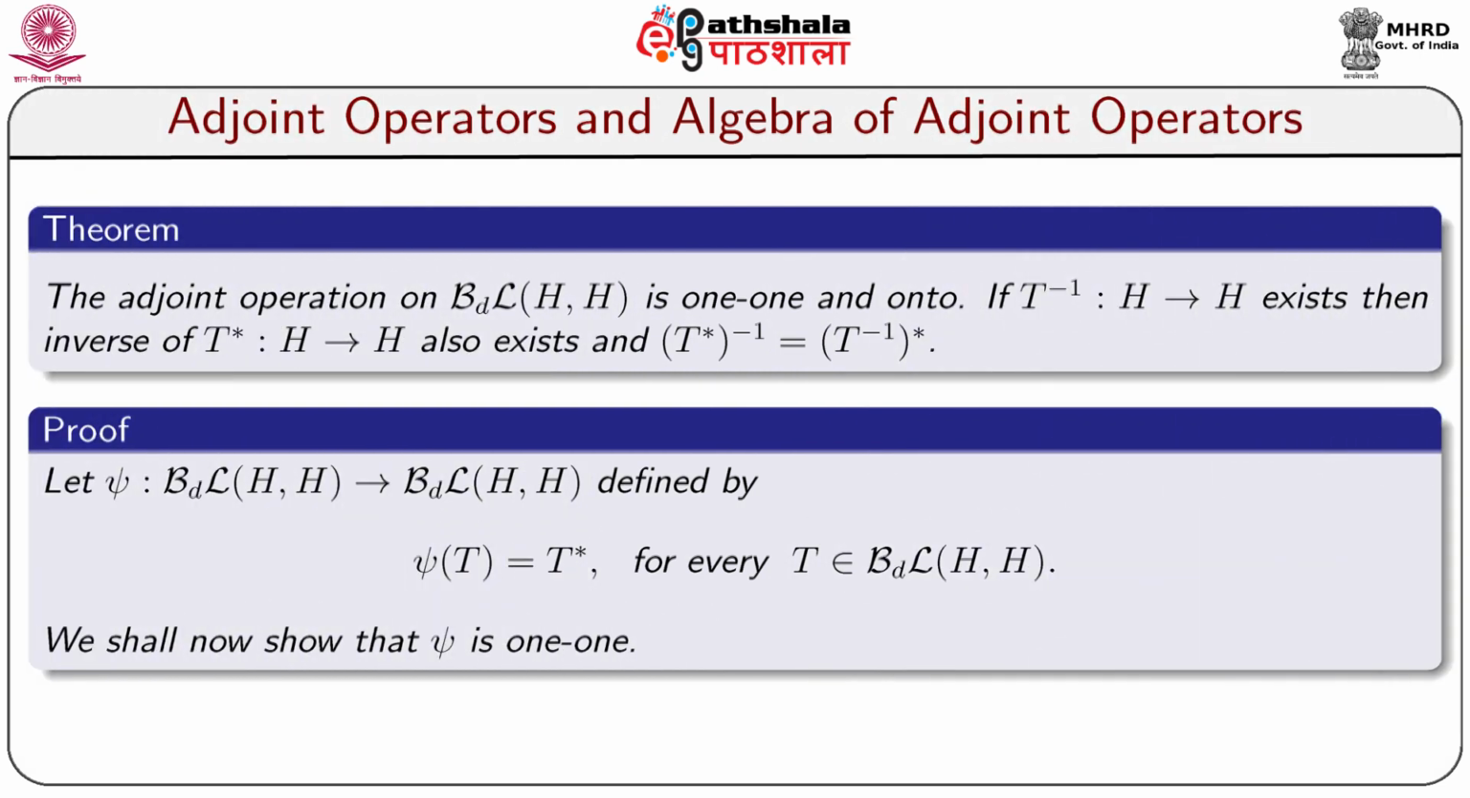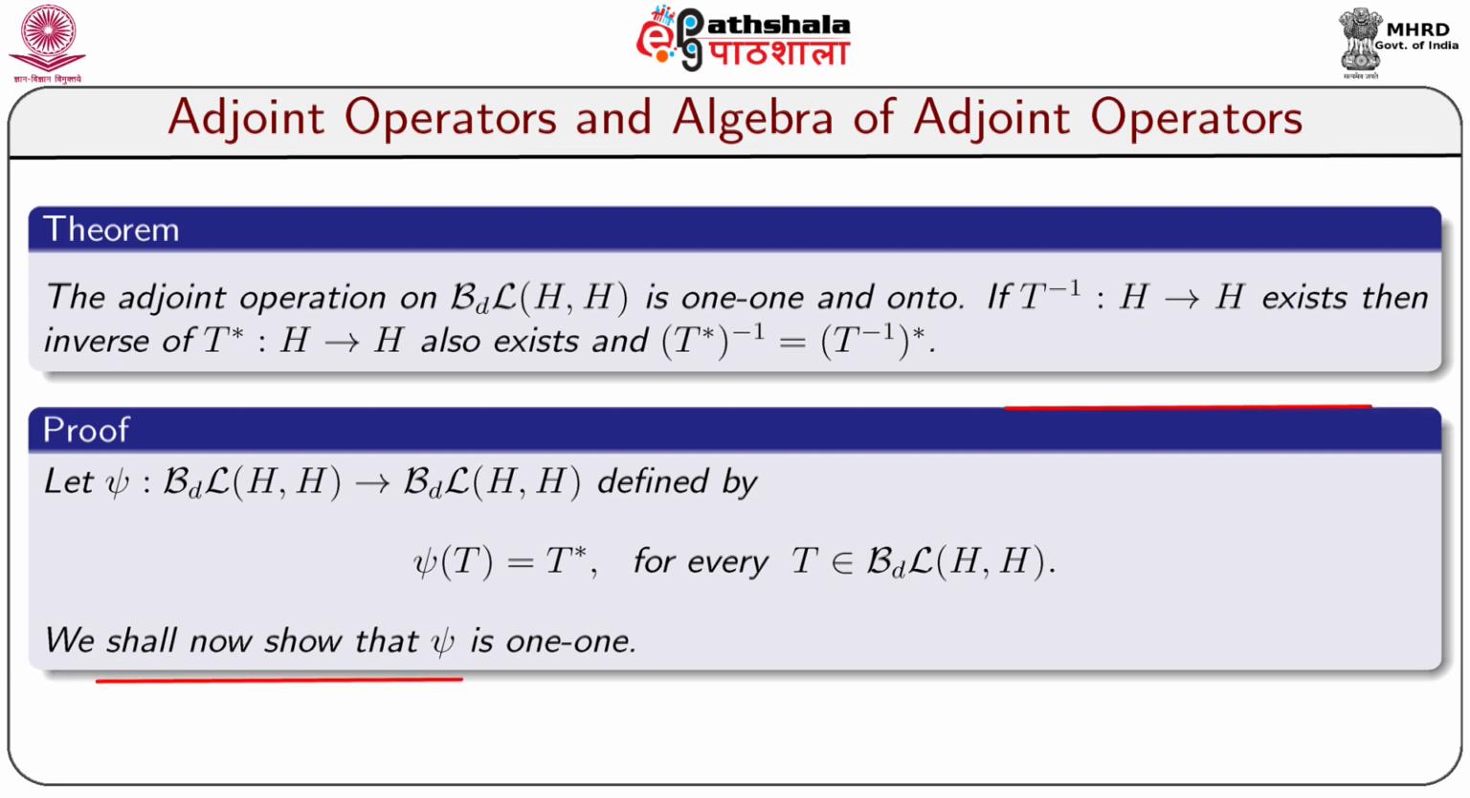Let us take another theorem. The adjoint operator on B(H,H) is one-one and onto. If T inverse from H to H exists, then inverse of T star from H to H also exists, and inverse of T star equal to star of T inverse. The proof looks like this.